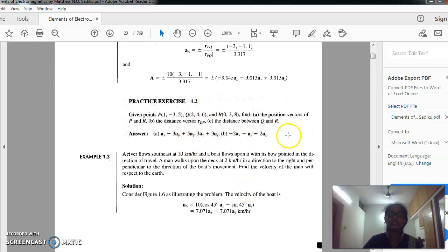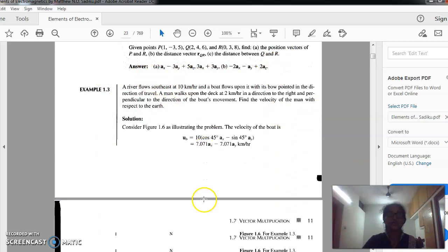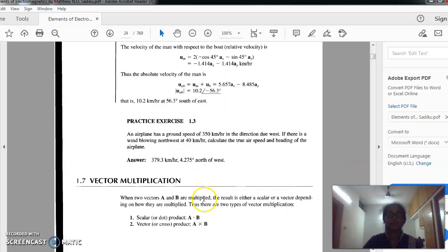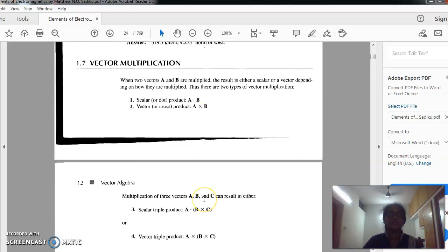So here a practice exercise is given for 3 points, P, Q and R. Find the position vectors of P and R, the distance vector RQR, and the distance between Q and R. I want you to work this out and find the answer. Okay. So until this we have seen. Next class we will go to the applications or operations on vectors. Okay. We'll stop.